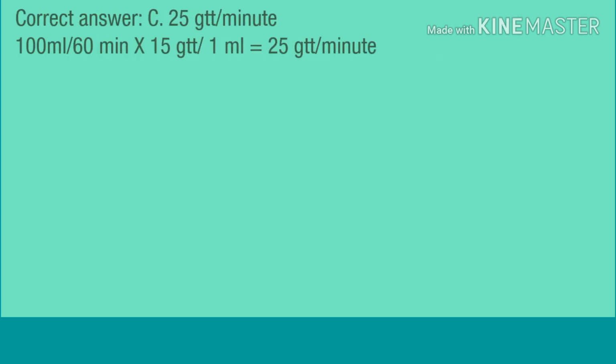Correct answer, C. 25 gtt/minute. 100 milliliters/60 minutes × 15 gtt/1 milliliter equals 25 gtt/minute.